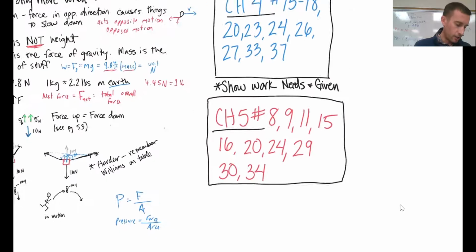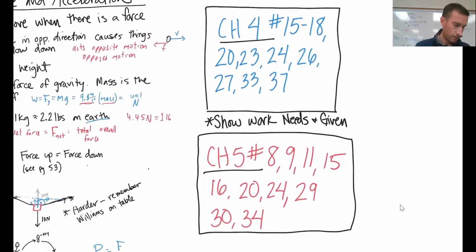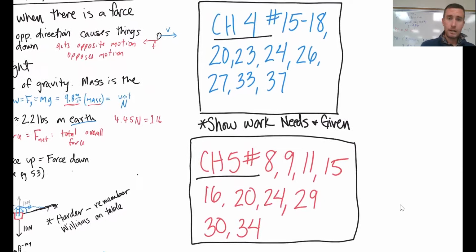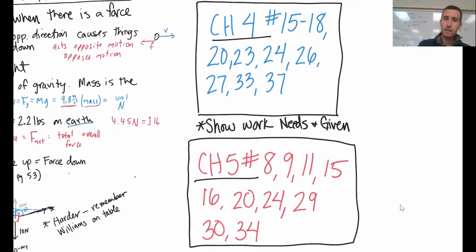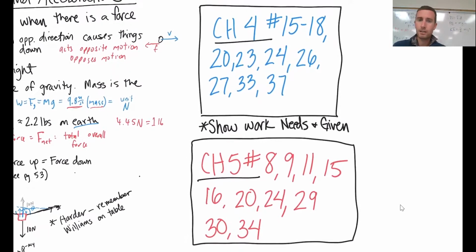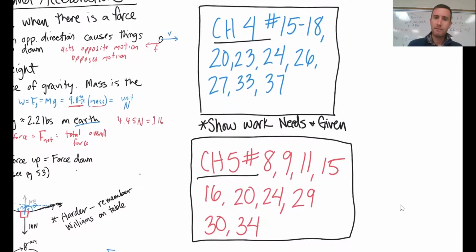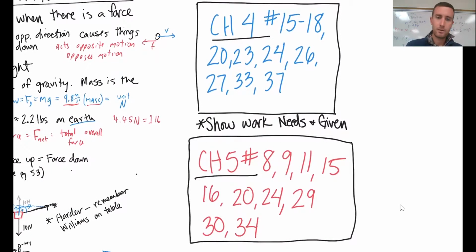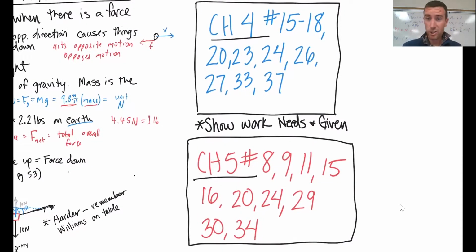So questions to hit. Chapter 4, we're going to go through 15 through 18, 20, 23, 24, 26, 27, 33, and 37. Chapter 5, 8, 9, 11, 15, 16, 20, 24, 29, 30, and 34. Show your work, show your needs and givens for the problems where it's relevant, or answer in a full sentence if it's not a needs and givens kind of problem. So if it's not a numbers word problem and you don't need to show needs and givens, that's fine. Just show your thinking and your work.